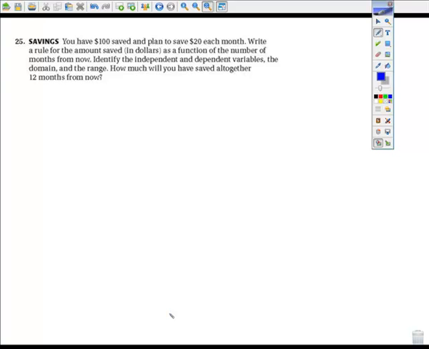Last one. You have $100 saved and you plan to spend $20 each month. Write a rule for the amount saved in dollars as a function of the number of months from now. So the rule is how much we've saved in dollars. It is a function of the number of months from now. So our independent variable is months, and our dependent variable is the amount saved. So y equals, we currently have $100 plus we're going to save $20 per month.